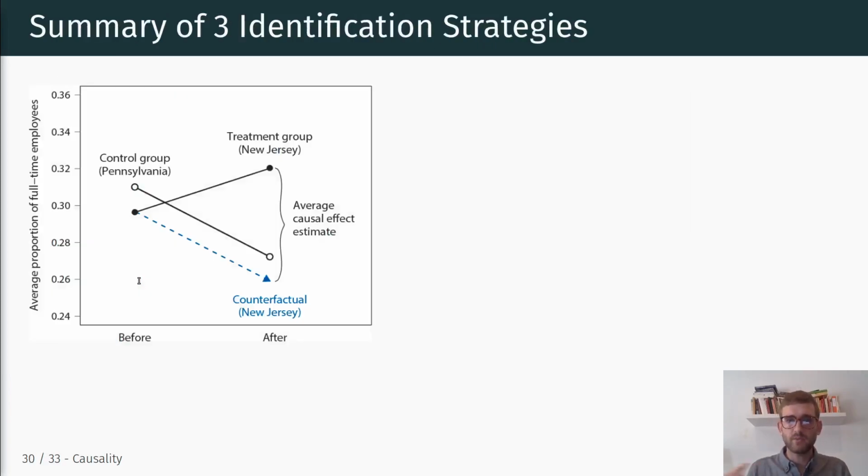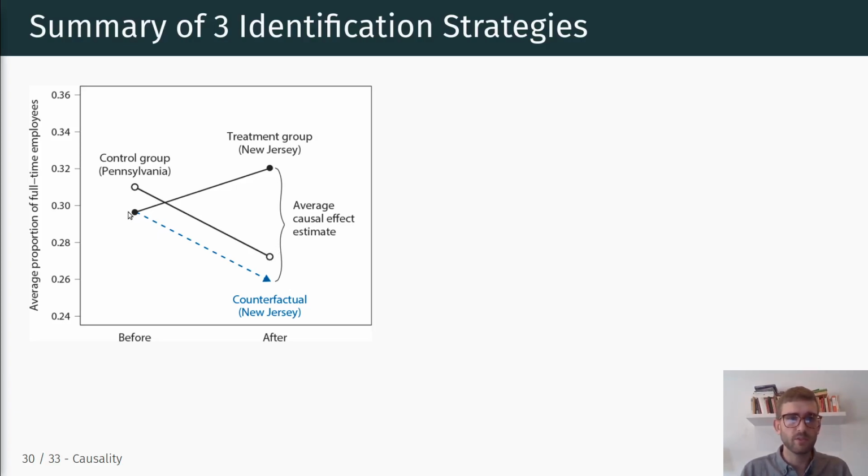I guess the best way to think about this is to think about this graphically, right? I'm going to use this graphic also to summarize the three different identification strategies that we talked about. So what does the parallel trend assumption mean? Ultimately, what we see here is the control group, the average proportion of full-time employment. We look at the control group in Pennsylvania, and we see that it went from 0.31 to 0.29 or something like that.